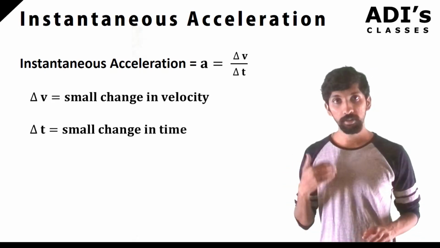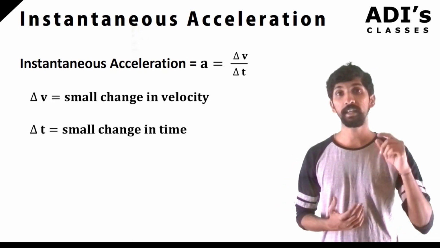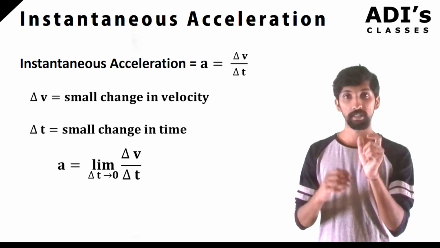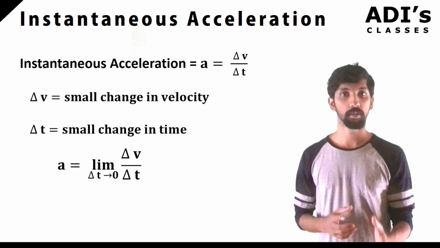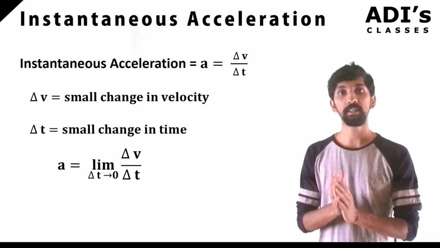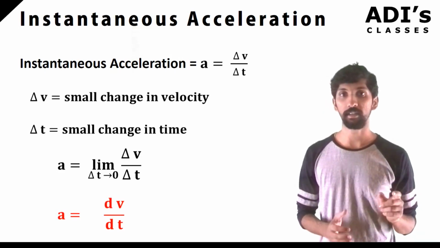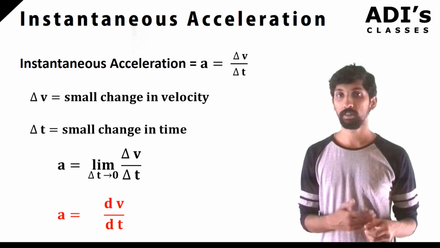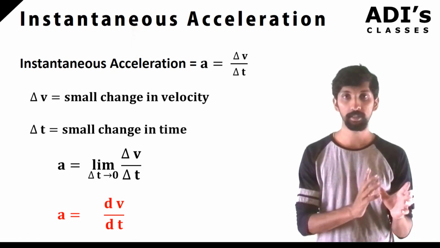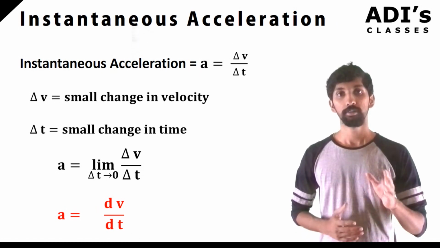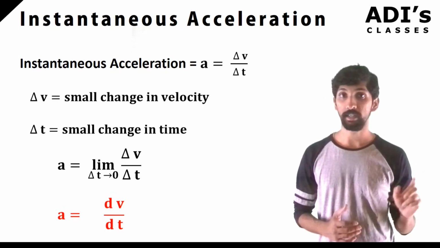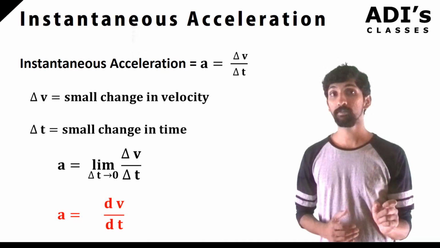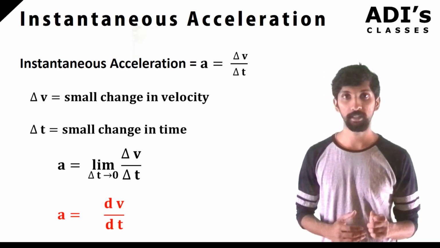Now we put the limit as ΔT tends to 0, meaning the small change in time should almost be equal to 0. Then we call that a = dV/dt. This is what we call differentiation. Anyway, you're going to learn this in 11th standard. So we have acceleration equal to dV/dt. This is what we call instantaneous acceleration.